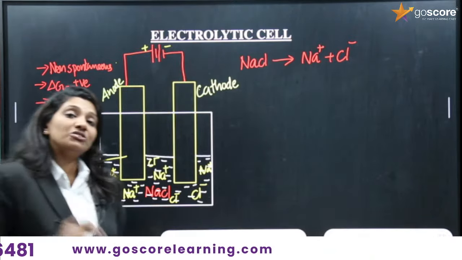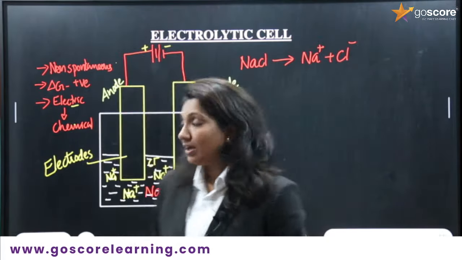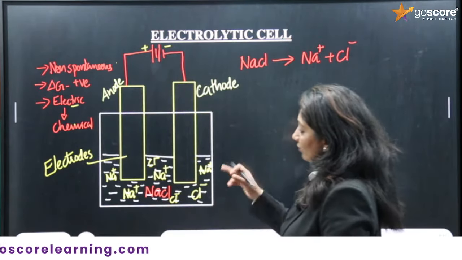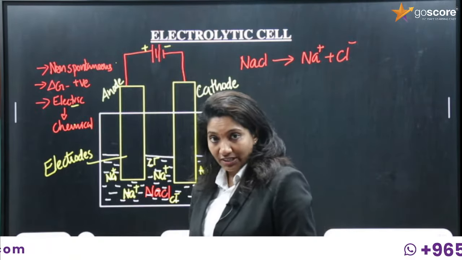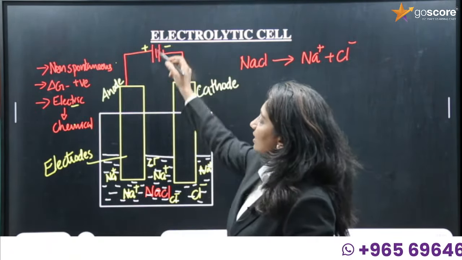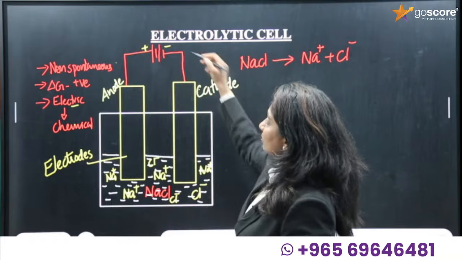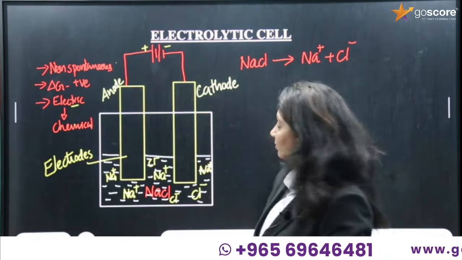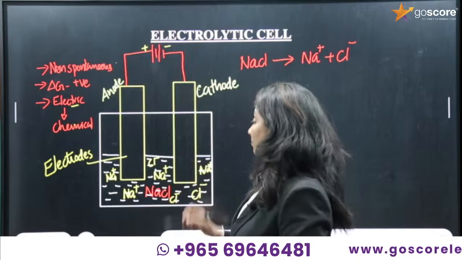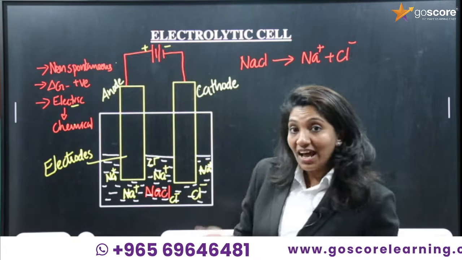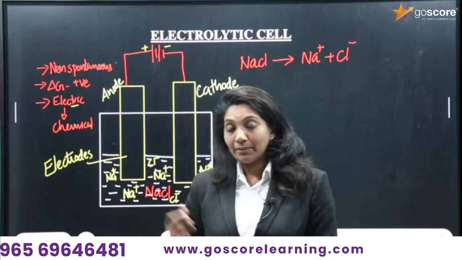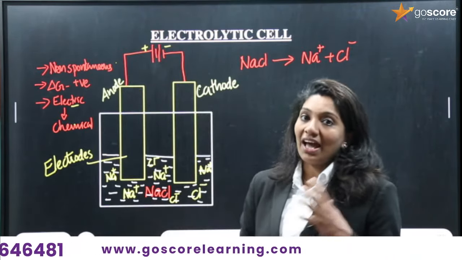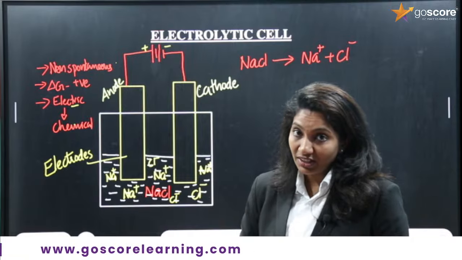Now let's see what actually happens in an electrolytic cell. We know that in the aqueous solution of sodium chloride, Na+ and Cl- ions are there, right? The anode is connected to the positive terminal and the cathode is connected to the negative terminal of the battery. So the Na+ ions will always have the tendency to move towards the cathode, because Na+ is positively charged and the cathode is a negatively charged electrode, right?